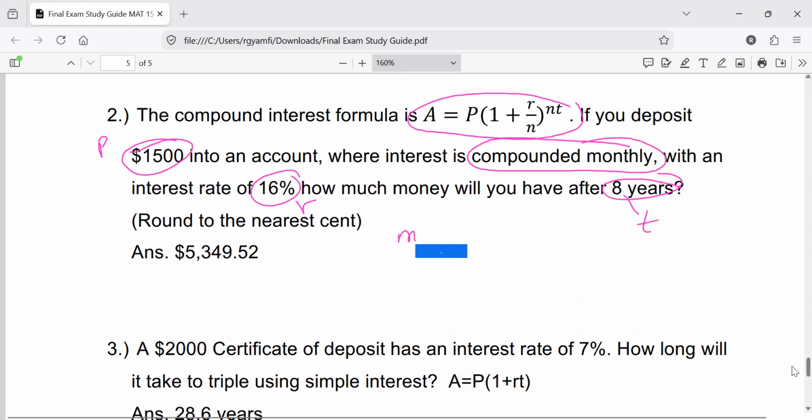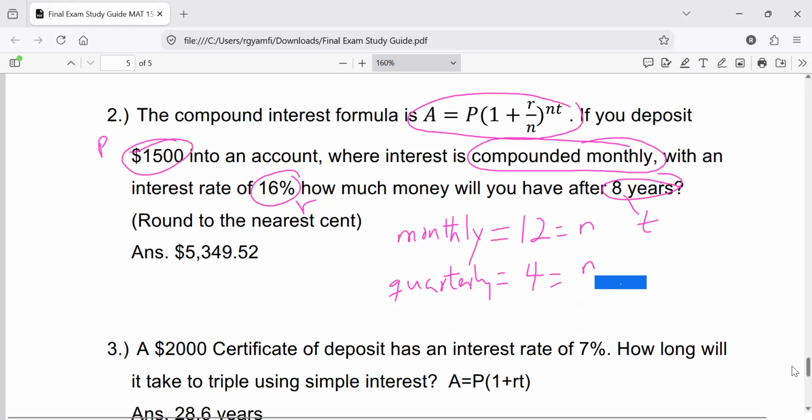Now, the N is the number of compounding periods in a year, which means that in this problem, it says monthly. Remember, you're looking at the compounding periods in a year. So monthly, there are 12 months in a year, and it's 12. If it says quarterly, it means that you have 4 times in the year, and it's 4. If it says semi-annual, you've got 2.